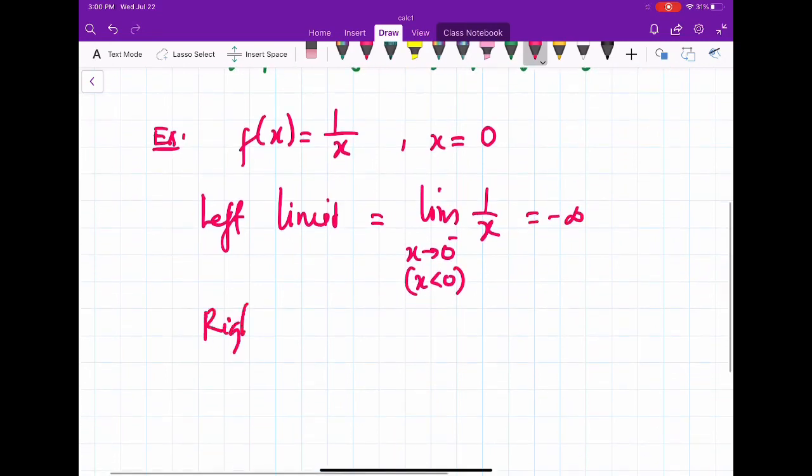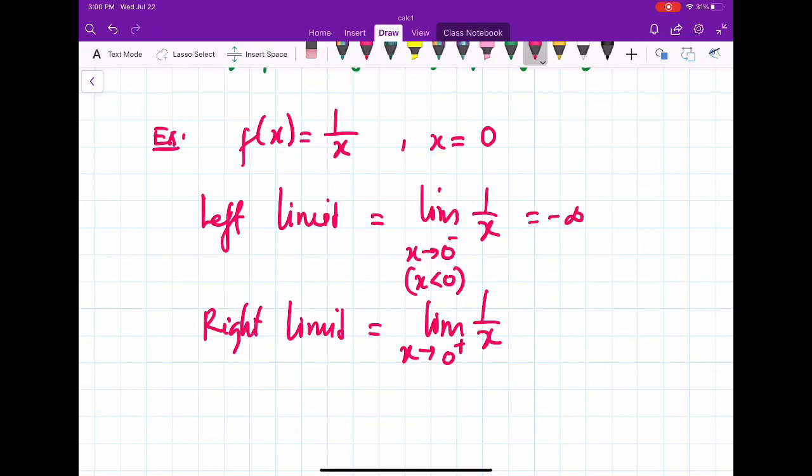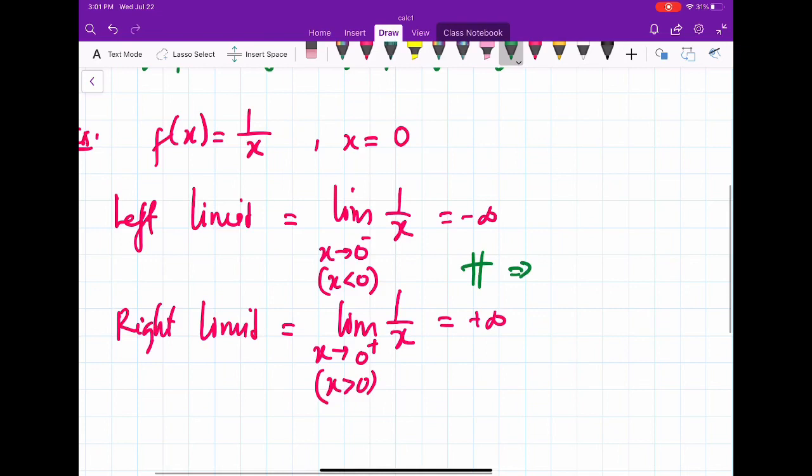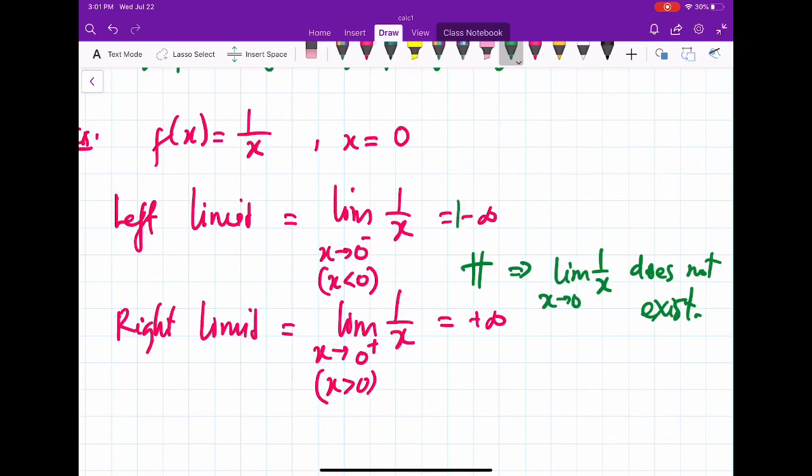And the right limit is the limit of 1 over x when x approaches 0 from the right. That means x greater than 0, and this is positive infinity. You see, they are different. So from here, the function does not have a limit. This limit does not exist. But what does it mean? Positive infinity and negative infinity.